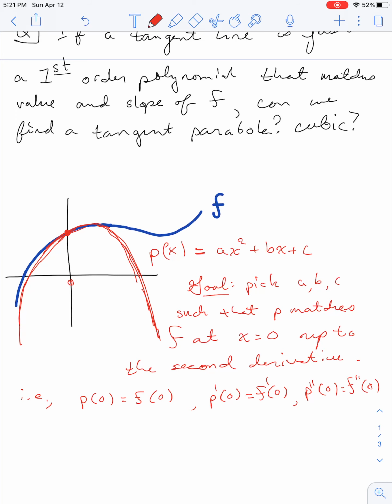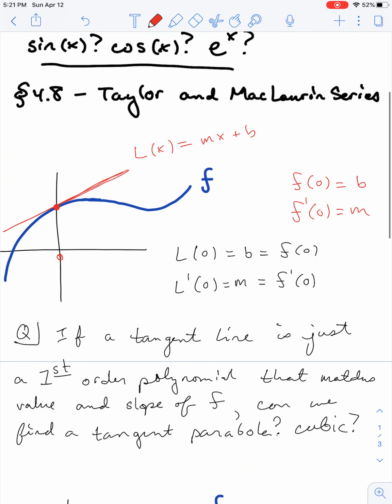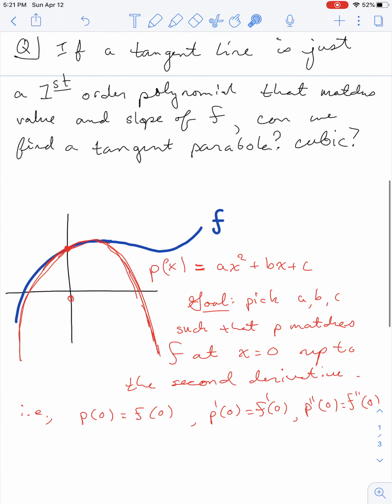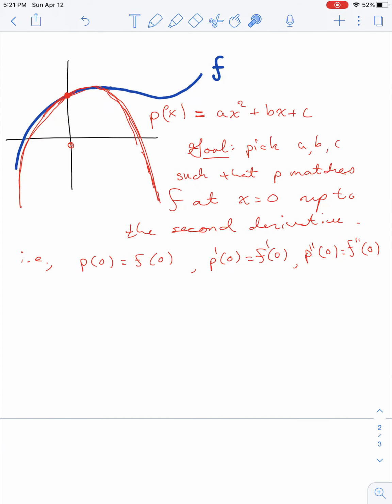Notice this problem is not that much harder than the tangent line problem. The tangent line problem, we said, I know the slope of f, and I know the value of f. I'm going to fit a first order polynomial that shares both that value and that slope at 0. Well, now we're going to do the exact same thing. We're going to find a parabola that matches the value, the slope, and the concavity of f at 0.